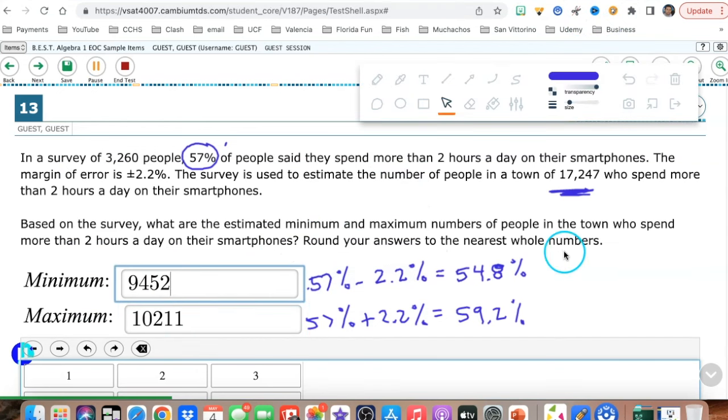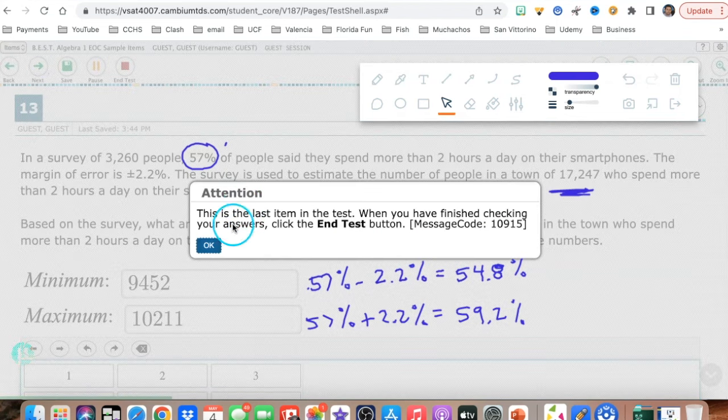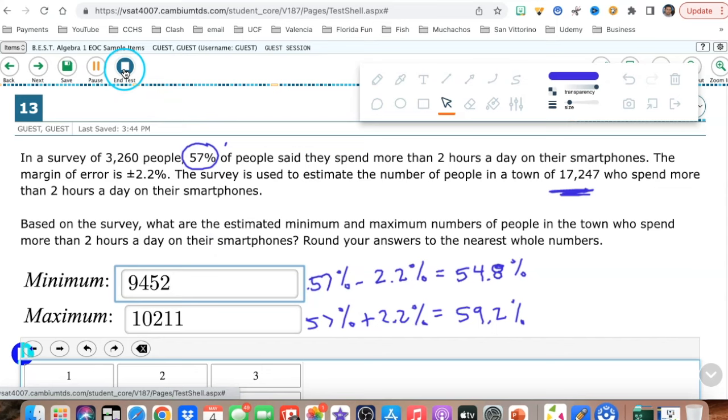Round your answers to the nearest whole numbers. Okay, and with this we finished this one. Let me see, I think this is the last problem. Yes, so we need to end the test.